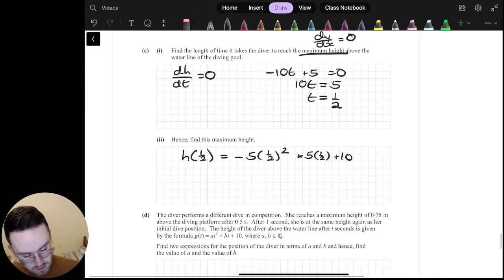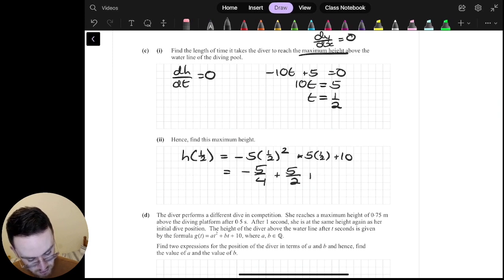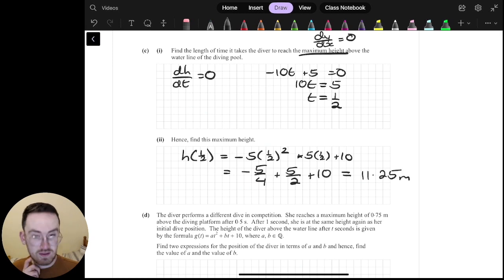So I don't know why that zoomed in so much there. A half squared gives us a quarter. So minus 5 over 4 plus 5 over 2 plus 10, and we can tidy that up a little bit then. And we get an answer of 11.25 meters. So that's 11.25 meters above the water.